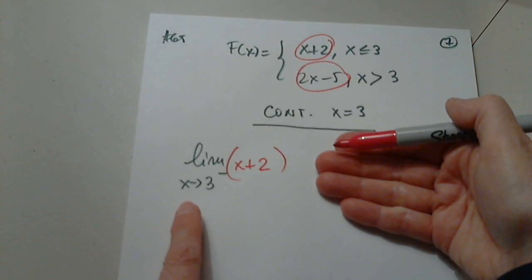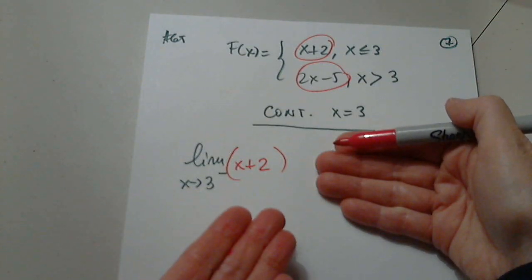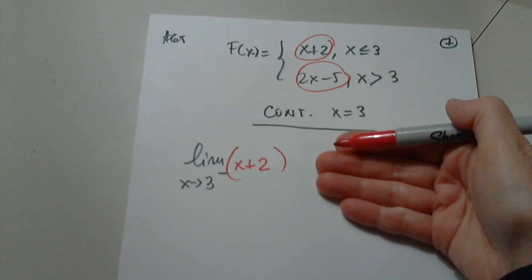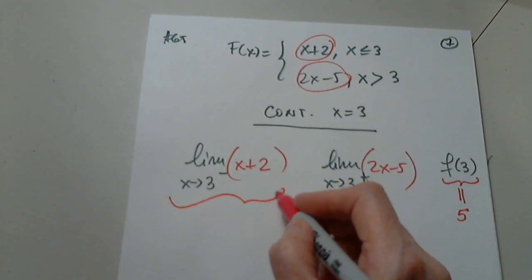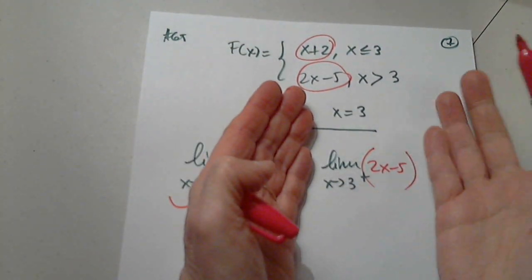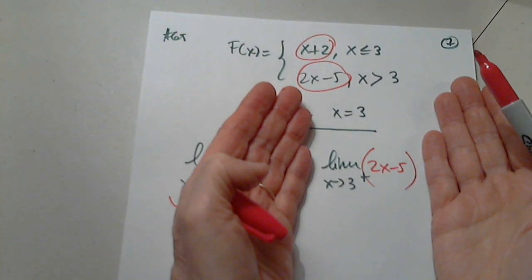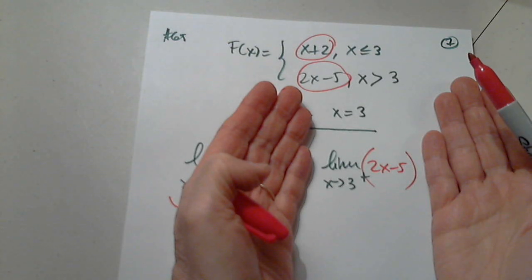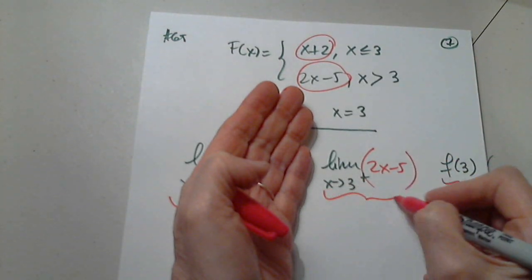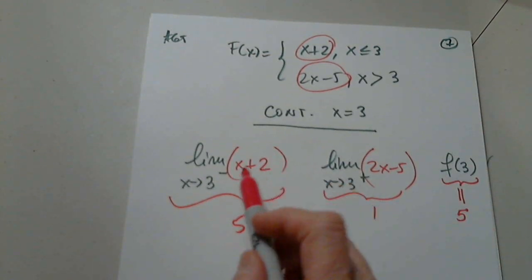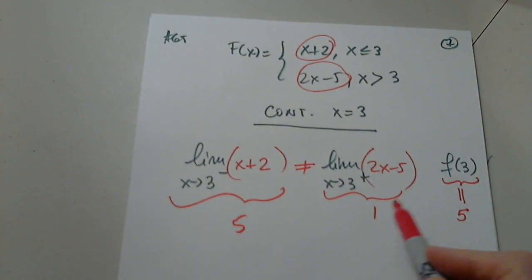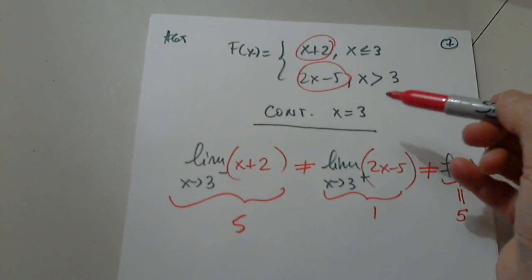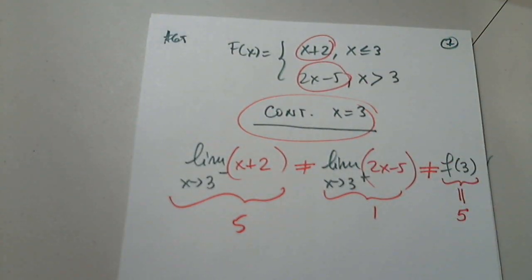So now, back. What is this limit equal to? Simple, because they are polynomials. I know how to find limits of a polynomial. So what is this limit? 5. That's it. What is this limit? 1. Yes, so 6 minus 5. Since this does not equal this, and does not equal this, what do we conclude about continuity at 3? It's discontinuous.